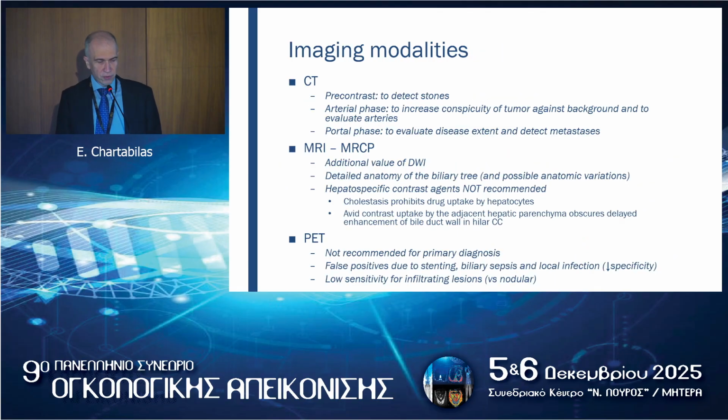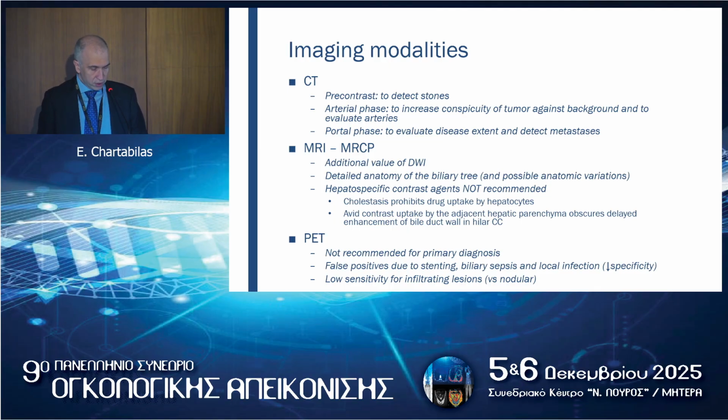Imaging modalities, of course, we use CT to detect the hyperdense stones, the arterial phase to increase conspicuity of tumor against the background and to evaluate involvement of arteries, and the portal phase to evaluate disease extent and detect metastases. With MRI, of course, we have the added value of diffusion-weighted imaging and the detailed anatomy of the biliary tree and, of course, its variations, which are also not assessed with the Bismuth classification.